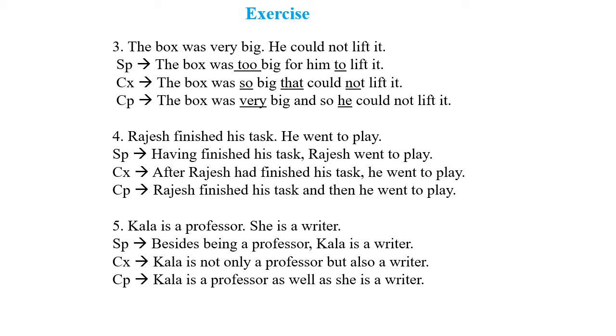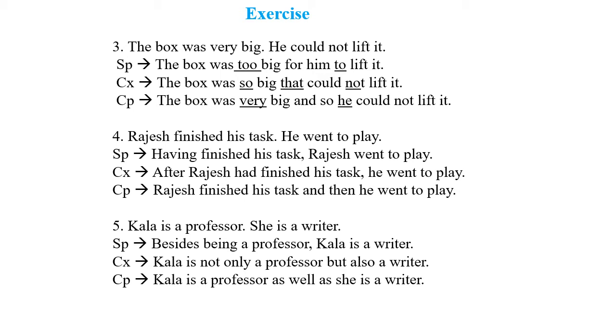Okay, first having finished his task. Having finished his task, Rajesh went to play. This is a simple sentence. After Rajesh had finished his task, he went to play. This is complex. That is having plus v3, had plus after plus subject plus had plus v3. So after Rajesh had finished his task. Then compound, subject plus v2 plus and then. So Rajesh finished his task and then he went to play. Okay, we have to find out the type and then apply the formula. That's all.